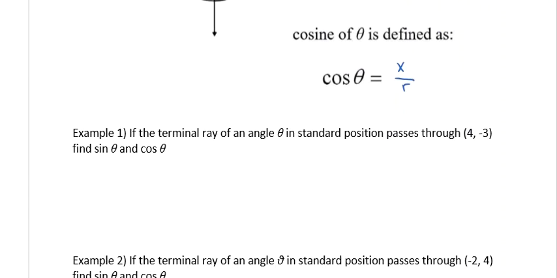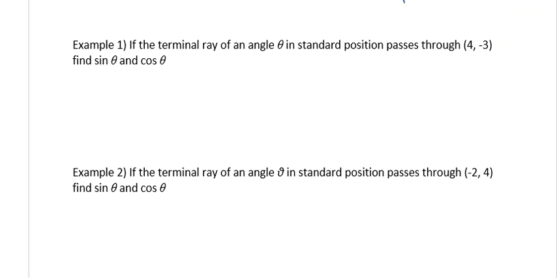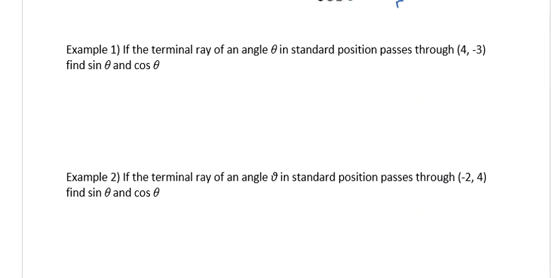So if the terminal ray of an angle in standard position passes through the point 4 comma negative 3, find sine and cosine. Okay, so first thing I'm going to do is draw a picture. 1, 2, 3, 4. 1, 2, 3. Okay. Now, that means this side is 4, this side is negative 3, and I need the hypotenuse. I need that r squared.